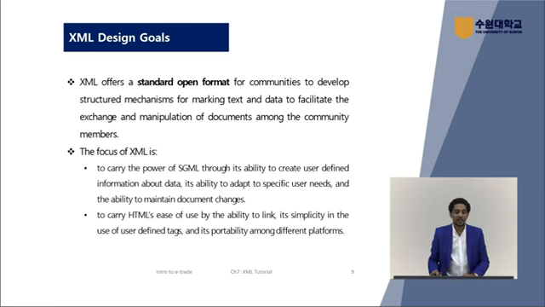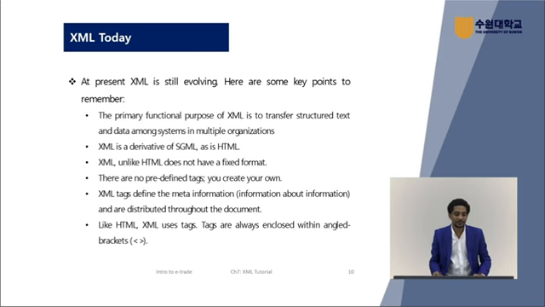So HTML offers a standard open format for communities to develop structured mechanisms for making text and data to facilitate the exchange and manipulation of documents among the community members. And the focus of XML here is to carry the power of SGML, as we have said, the sophistication of SGML, and to carry the ease of use of HTML, right? So XML combines the best qualities of SGML and HTML, right?